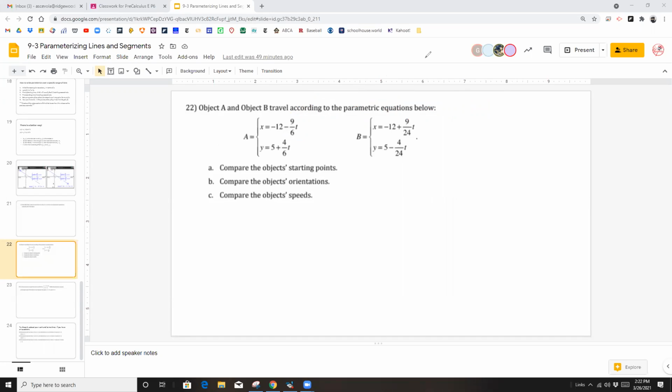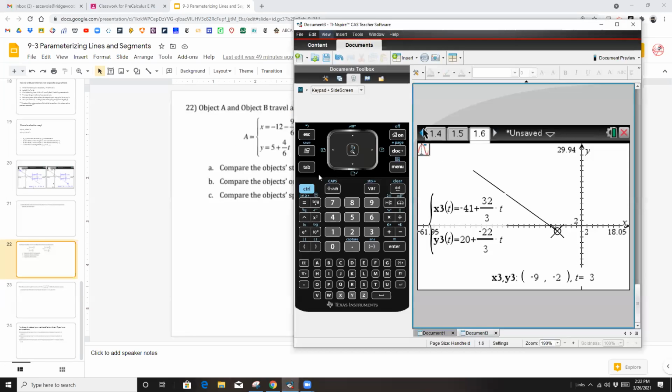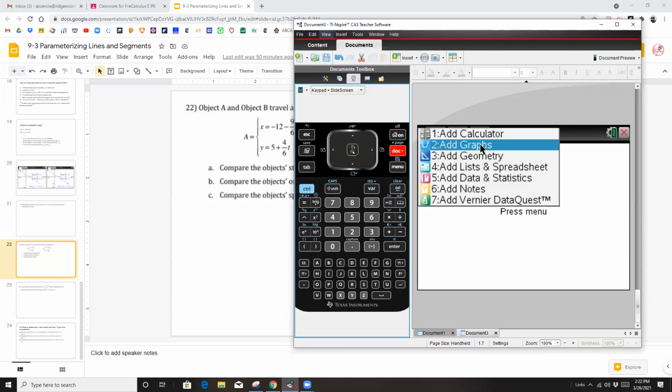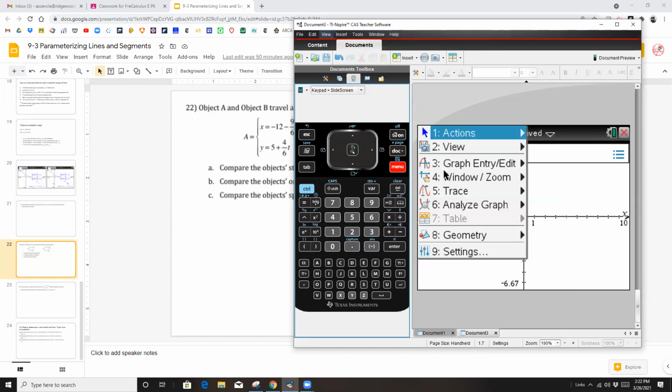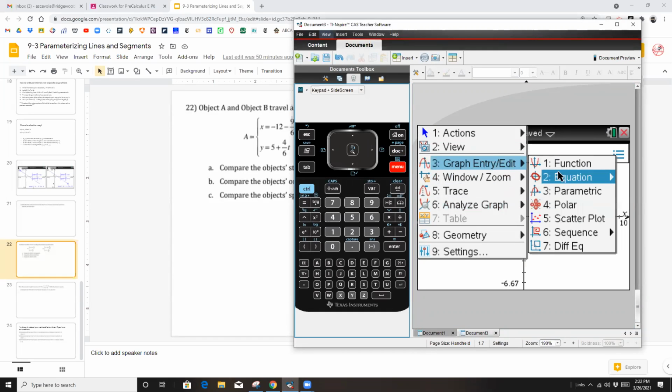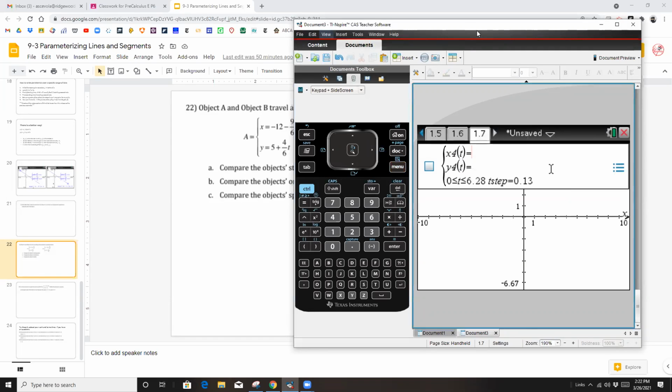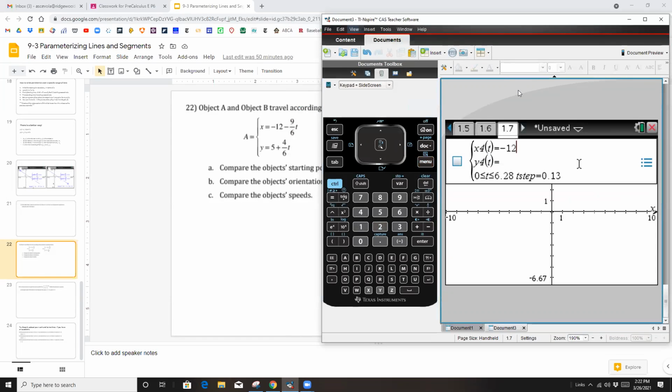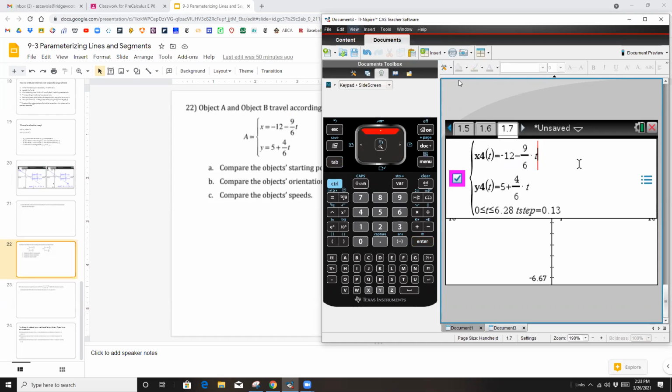All right. So now we can do all that with the calculator just by graphing and checking. If you do this along with me, you can add a graph, go to menu, graph entry edit, and change it to parametric. The first one is going to be negative 12 minus 9/6 times t, and then 5 plus 4/6 times t. You don't see that yet. It's probably out of the viewing range, or maybe I typed something wrong.